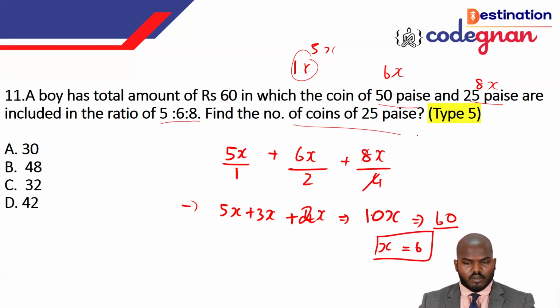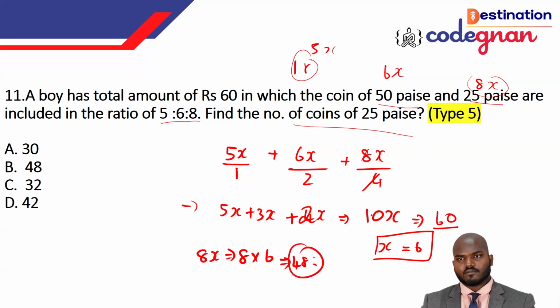Now they are asking the number of coins of 25 paise. So for 25 paise, you see 8x is there. You can keep it simply as 8 times x, which is 48. This is how you can solve this particular question with respect to the coins.